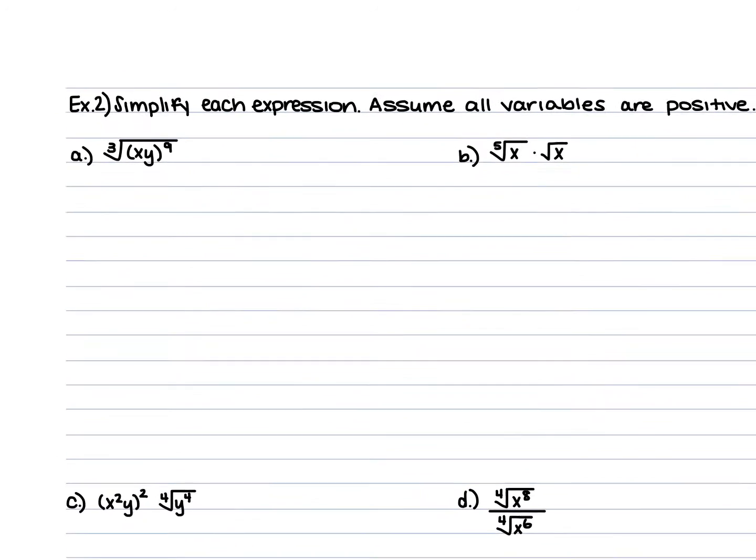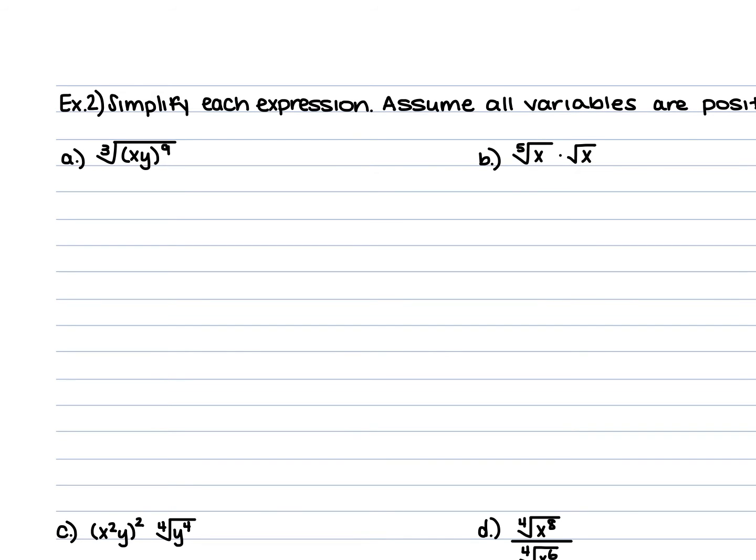So if we look at example A, we have the cube root of xy to the 9th power. This is the same exact thing as saying xy to the power of 9 over 3, which is also xy to the power of 3. Because that 3 is on the outside of the parentheses, it goes to both the x and the y. So that's x cubed, y cubed.